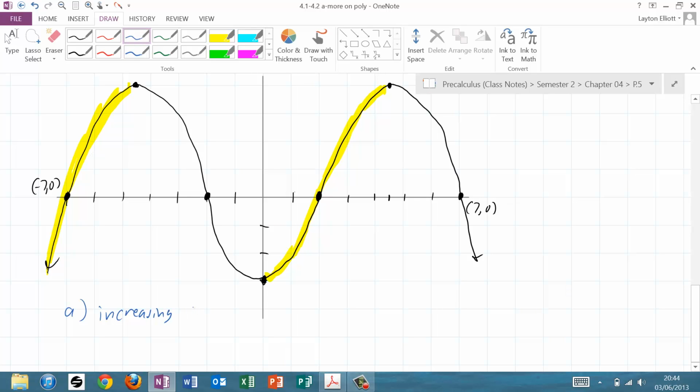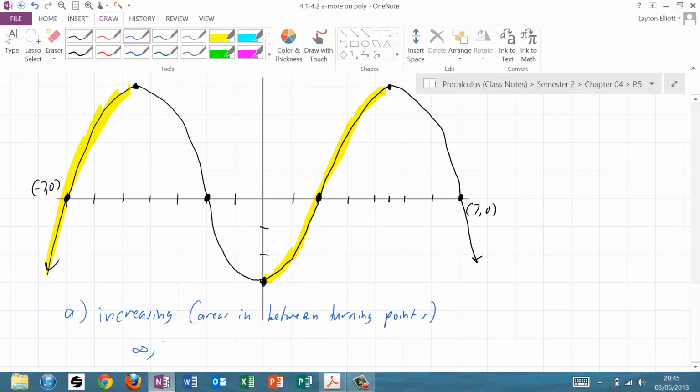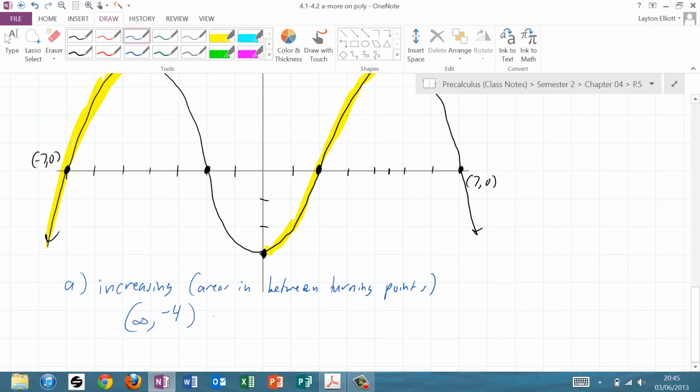Increasing are areas in between turning points. Same with decreasing. So when we look for increasing, decreasing regions, we're looking at areas in between turning points. So my increasing would be from negative infinity to negative 4. And we're not going to include the negative 4 in that. Union. And we're going to go from 0 to, sorry, that's negative 4.5. And then 0 to positive 4.5.